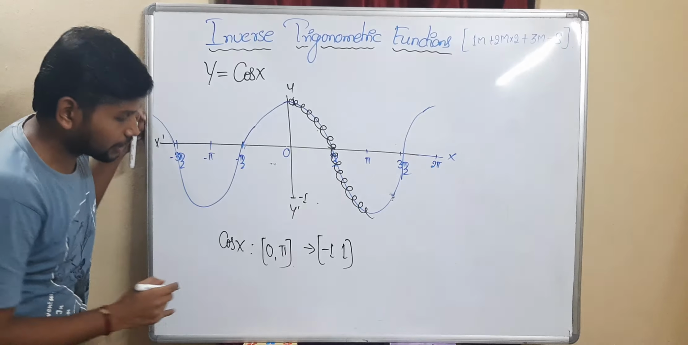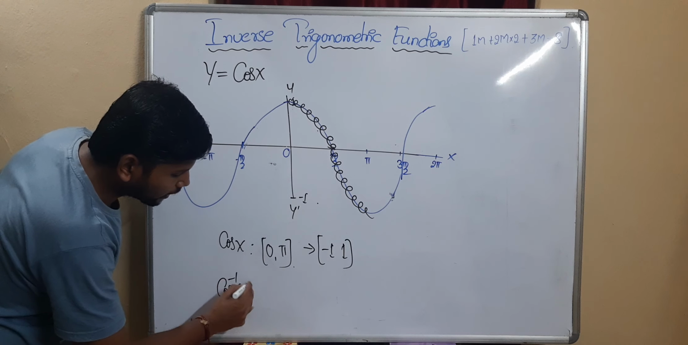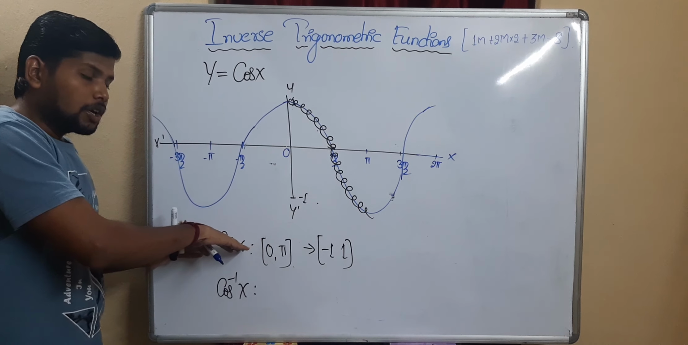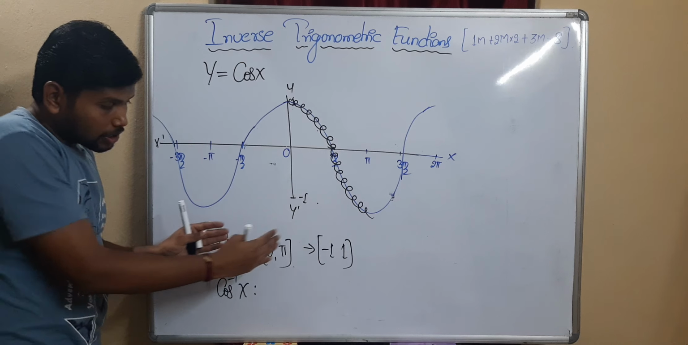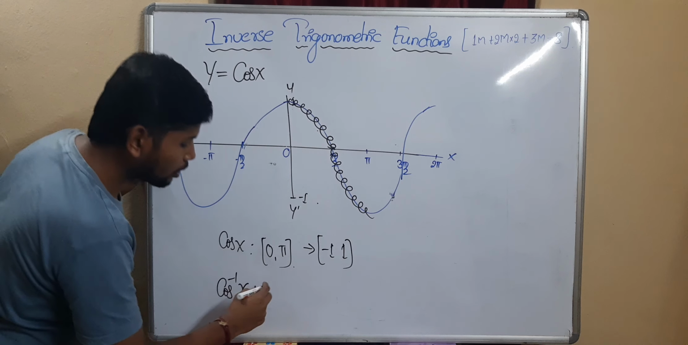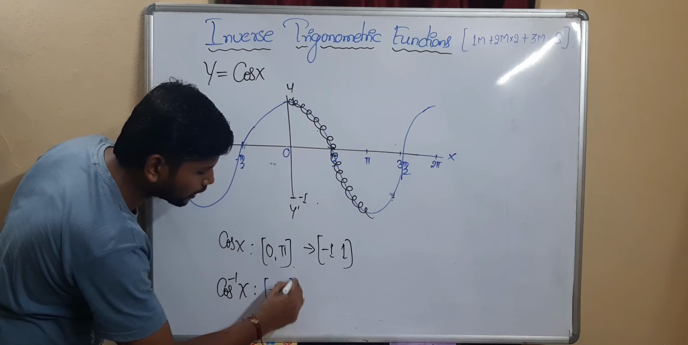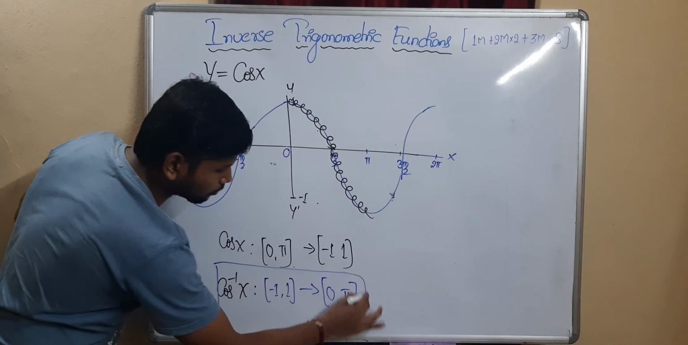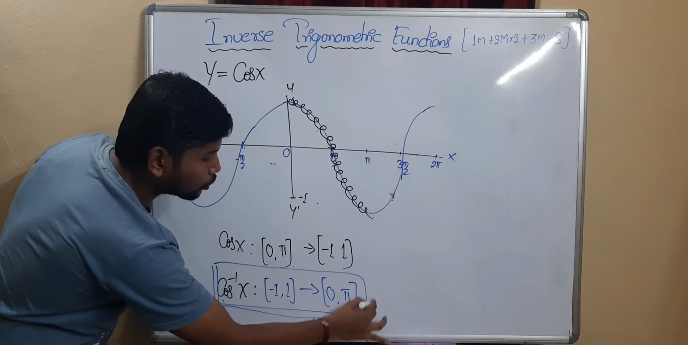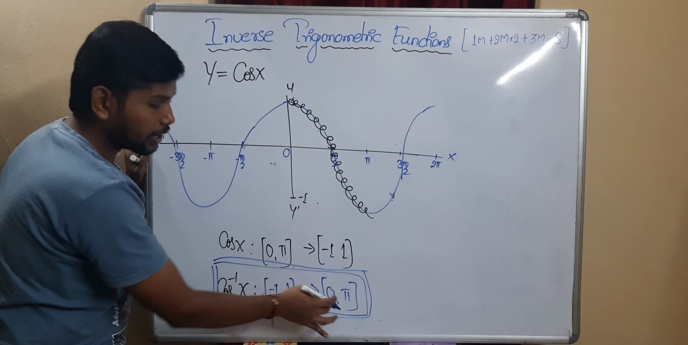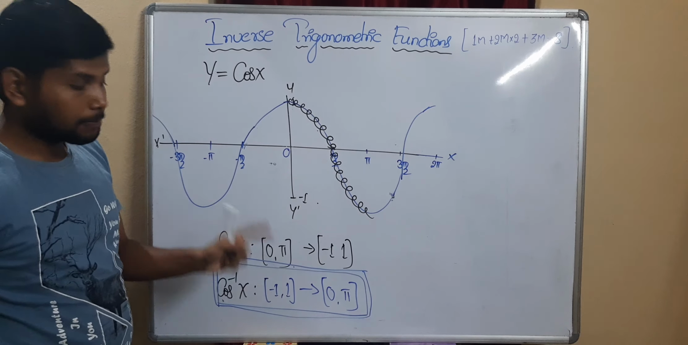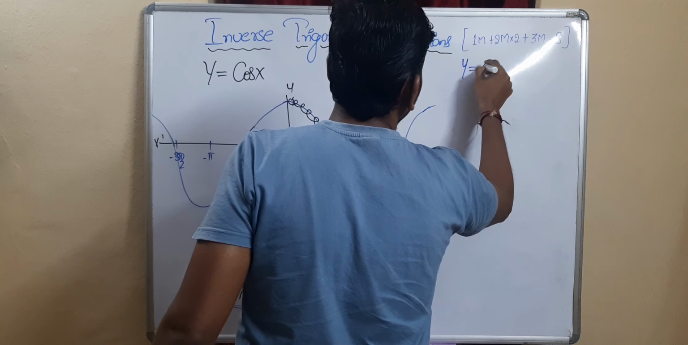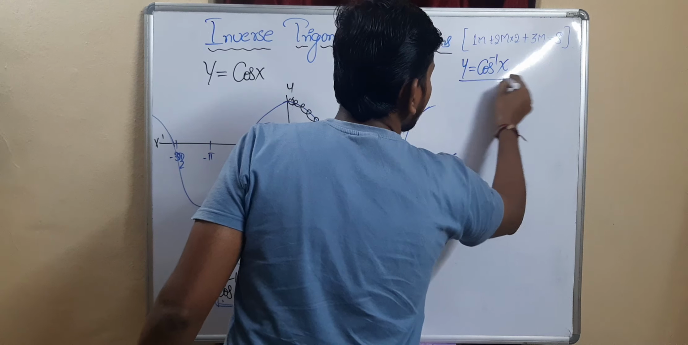Getting my point clearly? Then how do I define cos inverse of x? Cos inverse of x means if we interchange the domain and range, it becomes regular: minus 1 to 1 is the domain and the range will be 0 to pi. You need to remember this. This is the domain and range of cos x. Now how to draw the cos inverse of x graph? I'd like to draw y is equal to cos inverse of x.